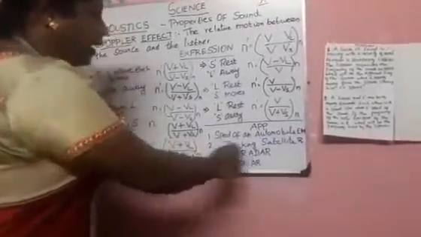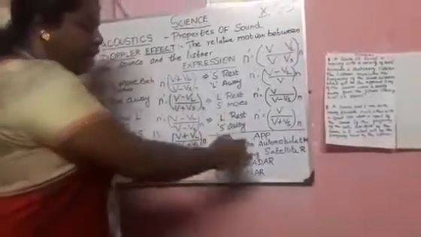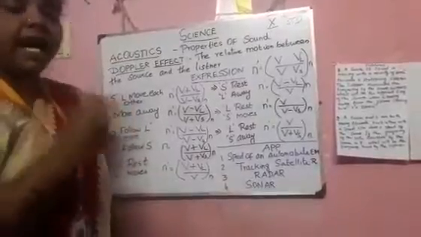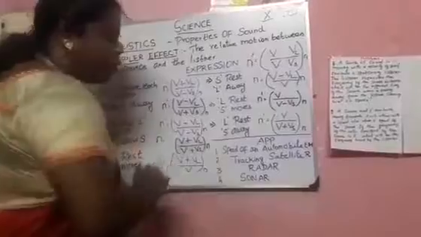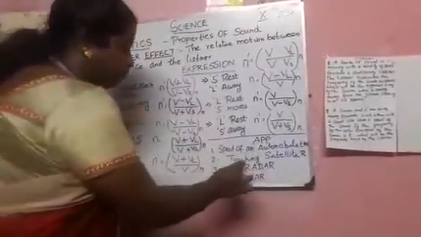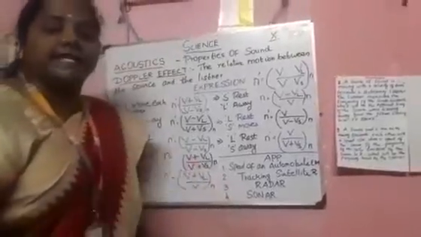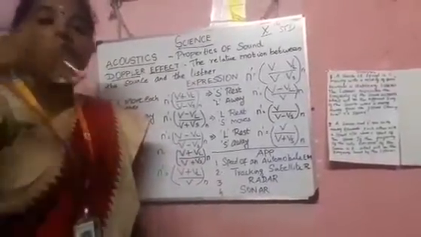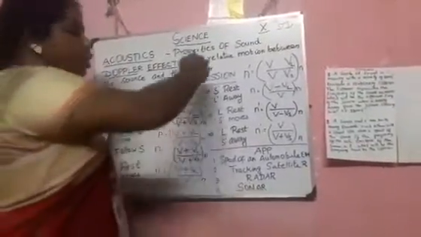And next one is the radar. Radar is nothing but radio detection and ranging. It is also the same thing. With the frequency we can identify aircraft, aeroplanes, etc. And next one is the sonar. Sonar is helpful for the sea. Under the sea, some animals will be there. So the speed of the animal and the depth of the sea we can easily identify with the Doppler effect.